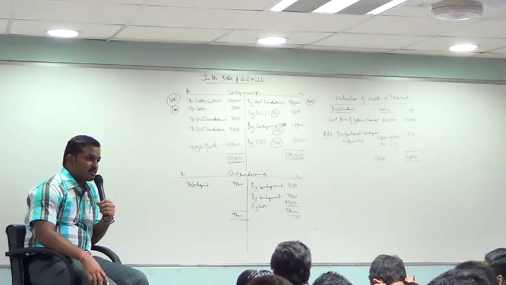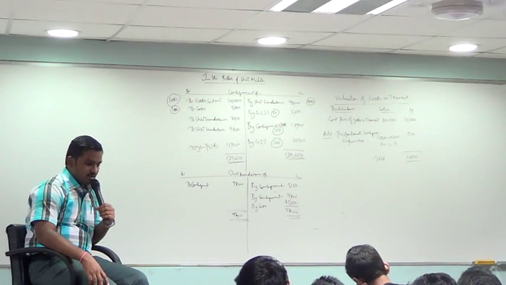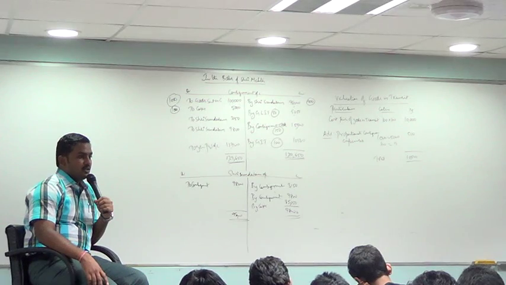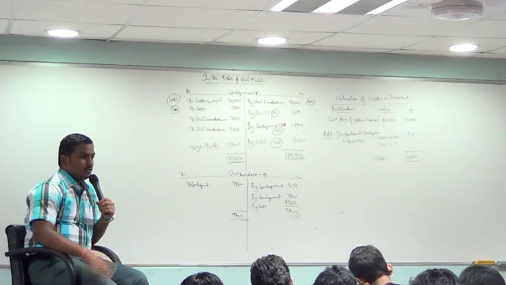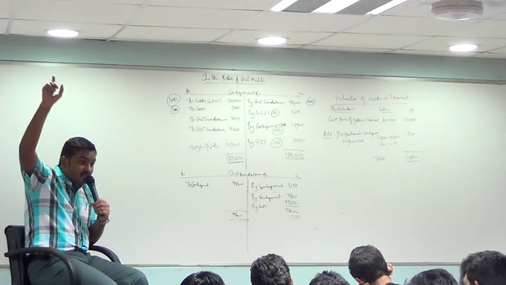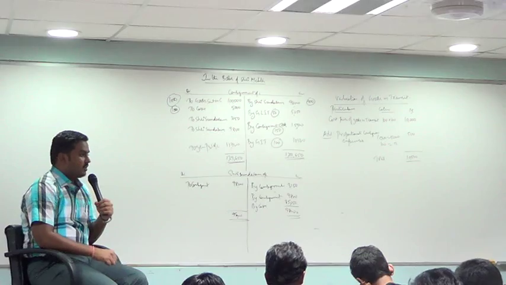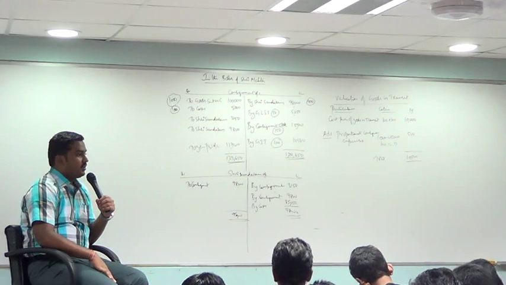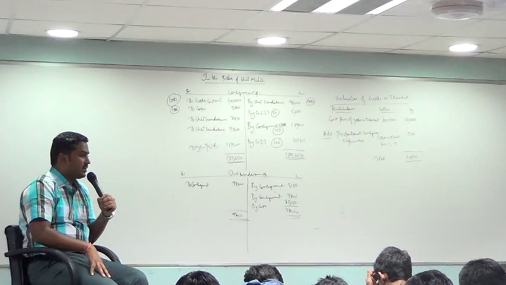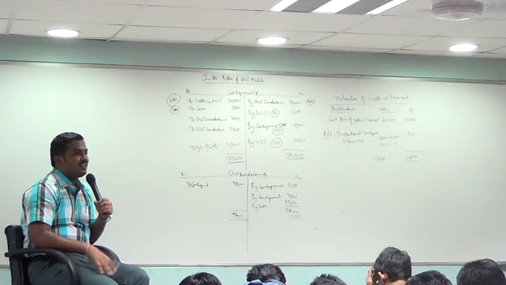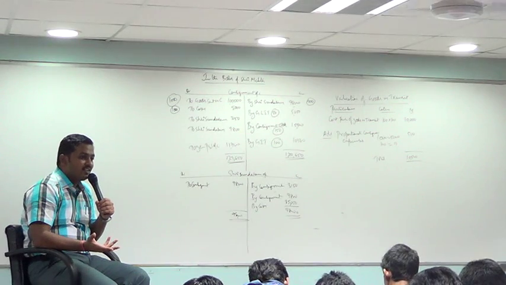When there are bad debts. Fantastic. When there are bad debts, there will be no entry. Then who will record bad debts? The consignor. When there are bad debts, no entry. Bad debts will be recorded by the consignor, not by the consignee. Why? He has not been allowed any del credere commission. He is only getting ordinary commission.